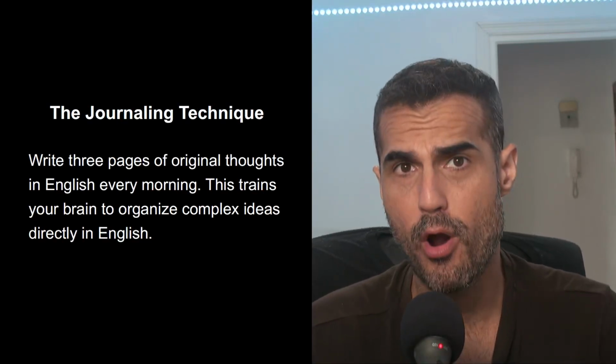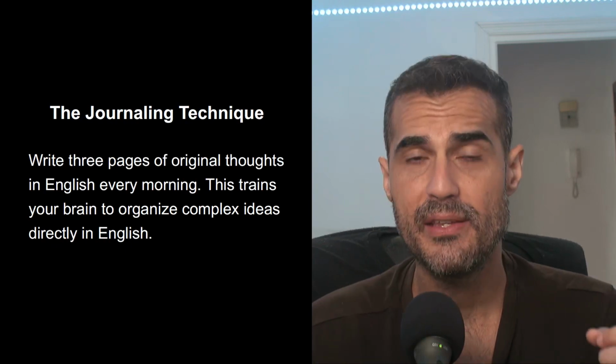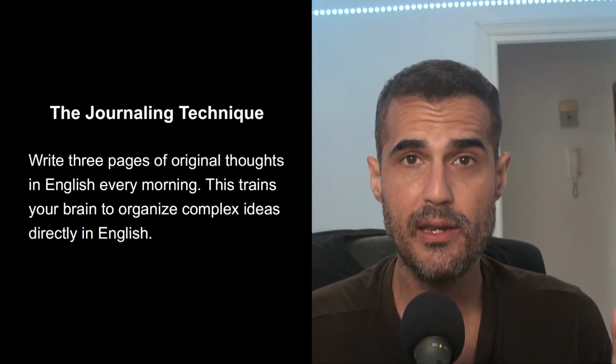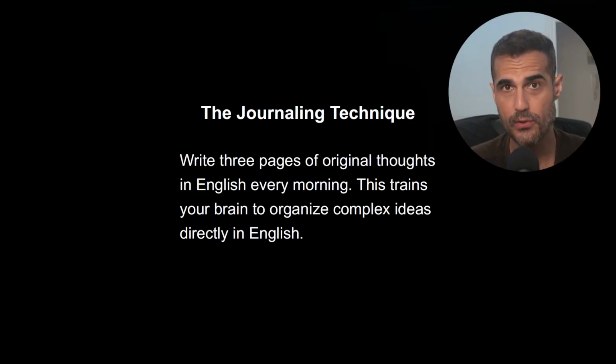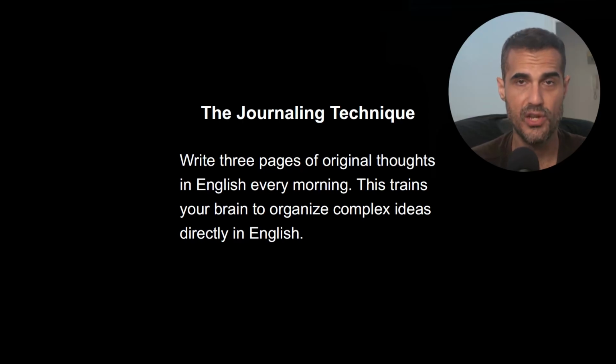You can do this in two ways. You can write down every single thought, every single plan, every single problem that you have going on in your head. What this is going to do is train your brain to organize complex ideas and to dissect those ideas in English directly in your brain. Also, you can journal with voice notes. You can just record voice notes of yourself or videos of yourself talking to the camera. It's just for personal reference.